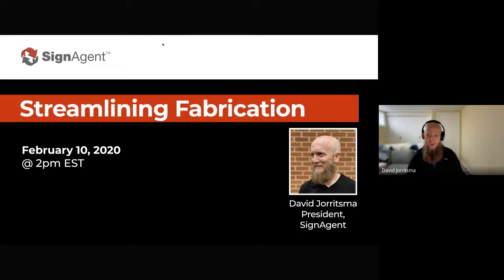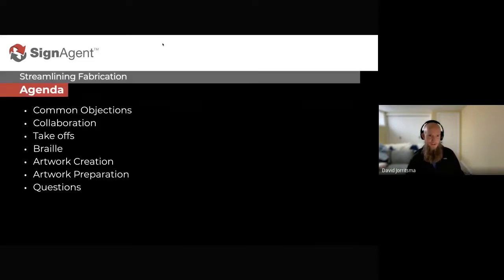What I wanted to start off with, just for the quick agenda, is to address the common objections up until now, talk a bit about the collaboration, do a quick takeoff, talk about Braille and some of the obstacles there, and then about artwork creation and preparation, and then answer any questions that Jesse wants me to address, and then just have open Q&A.